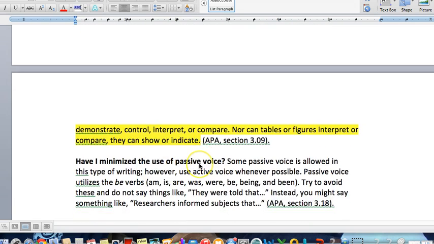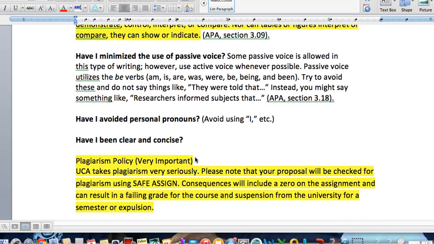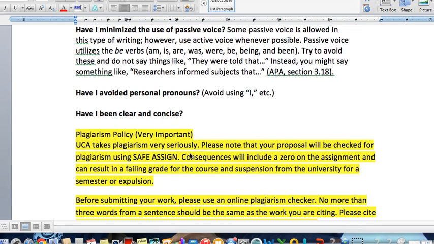are acceptable. Limit your use of passive voice, and also avoid using personal pronouns. When you get to the methodology section, I don't use personal pronouns. That's just my preference. In the methodology section you can state, I am going to do this, but not in the literature review. Also, make sure you're clear and concise. Less is more when it comes to academic writing.